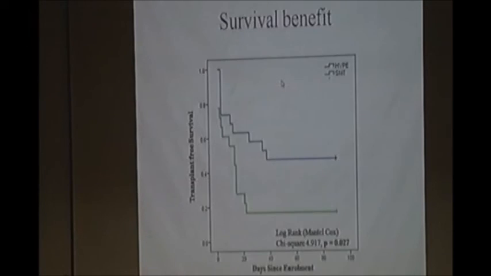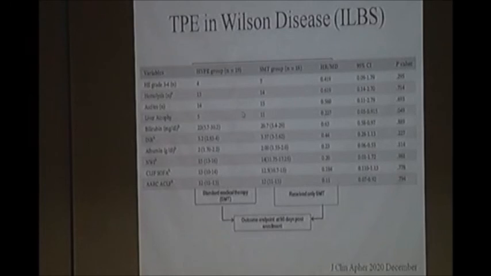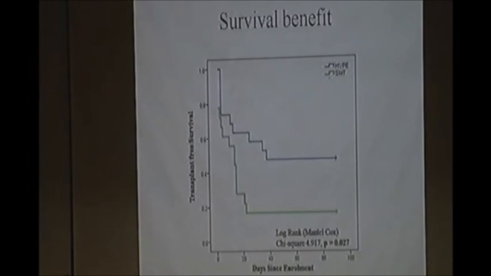The baseline was almost comparable, except that the patients in the standard medical therapy group had a higher degree of liver atrophy. So they were probably a sicker group of patients, but there was a survival benefit with therapeutic plasma exchange as compared to standard medical therapy in this very small subset of Wilson disease patients. So that is one etiology where we have shown benefit of HVP in acute liver failure-like presentation.